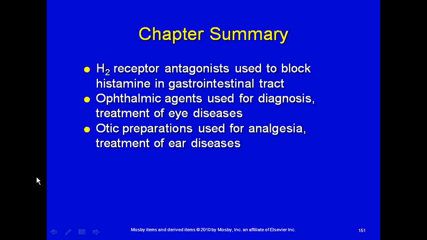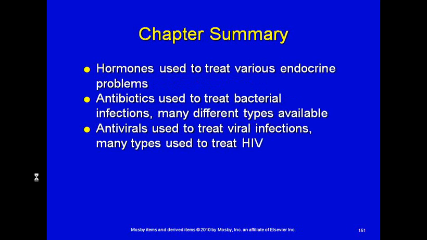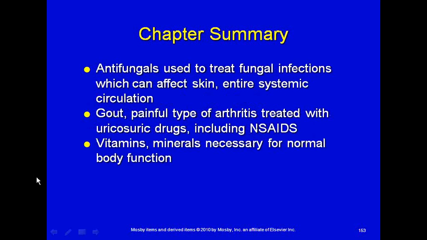Ophthalmic agents are used for diagnosis and treatment of eye diseases. Otic preparations are used for analgesia and treatment of ear diseases. Hormones can be used to treat various endocrine problems, and antibiotics are used to treat bacterial infections, and there are many different types of antibiotics available. Antivirals are used to treat viral infections, to include HIV and influenza. Antifungals are used to treat fungal infections that can affect the skin or the entire systemic circulation.